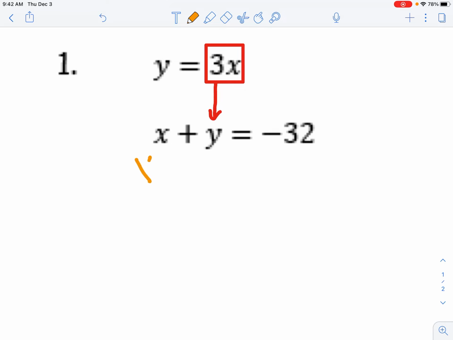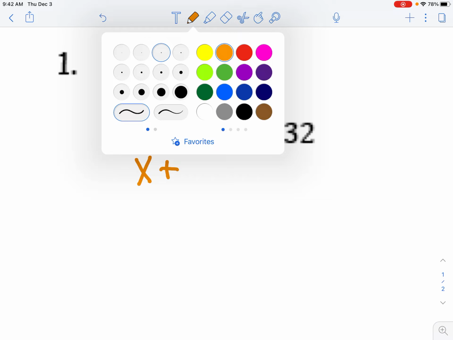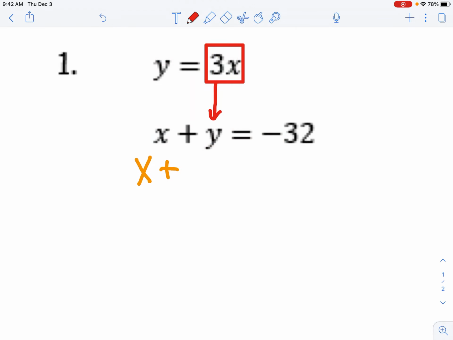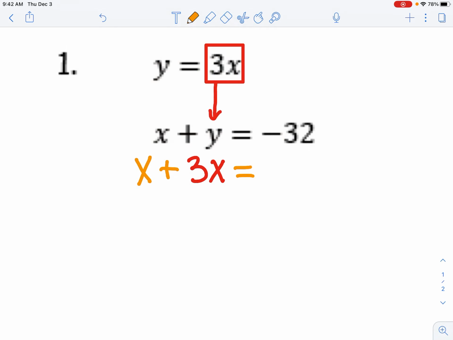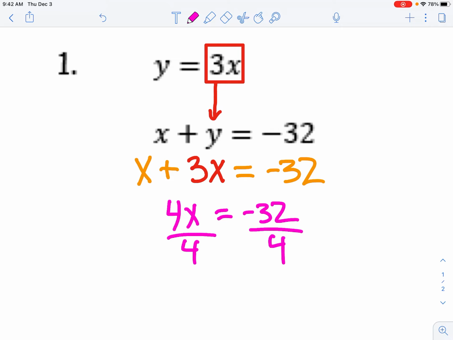Okay, so now if I were to rewrite the second equation with that 3x in for y, I would be able to do this. X plus, now instead of writing a y, I'm going to put my 3x there. That's equal to negative 32. So again, I just rewrote that second equation and put a 3x in that place. Now I can just continue to solve. Let me just use a neutral color here. So I'll have 4x equals negative 32, divide by 4, and we have x equals negative 8.